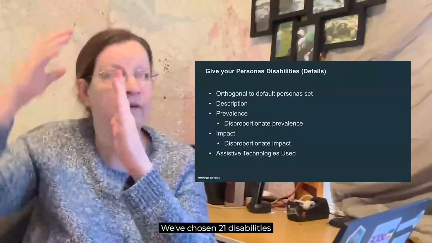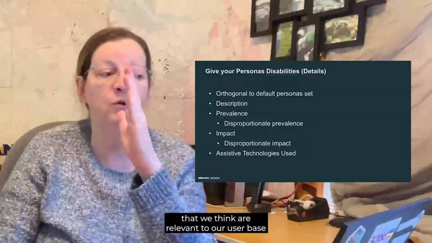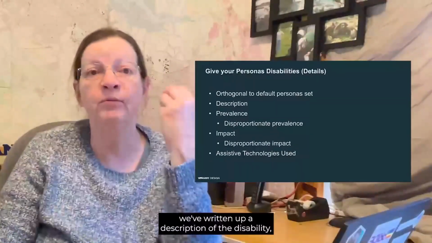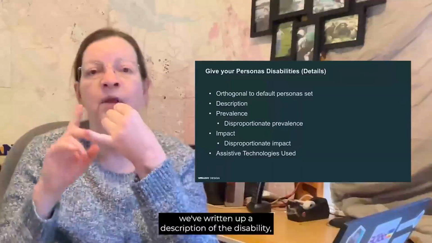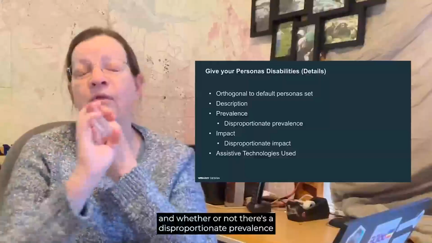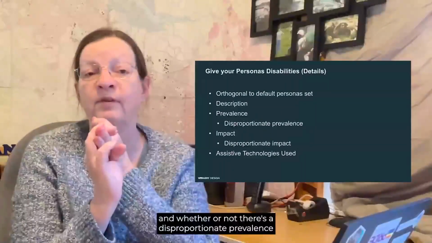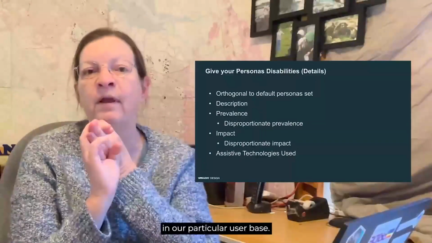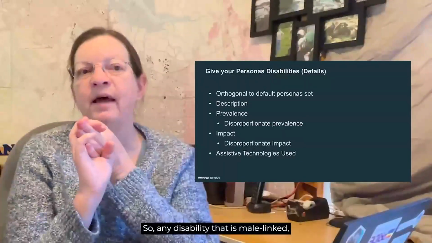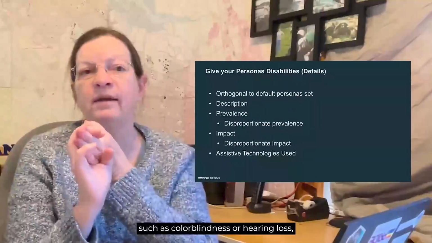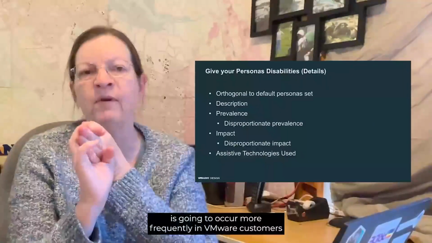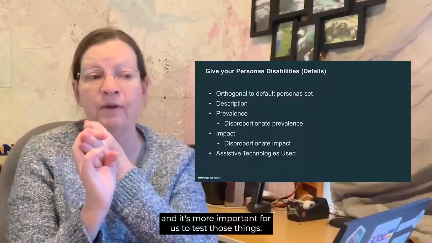We've chosen 21 disabilities that we think are relevant to our user base. And for each one of these, for our user researchers, we've written up a description of the disability. We've identified the prevalence of the disability and whether or not there's a disproportionate prevalence in our particular user base. VMware users are 80% male. So any disability that is male linked, such as color blindness or hearing loss, is going to occur more frequently in VMware customers, and it's more important for us to test those things.